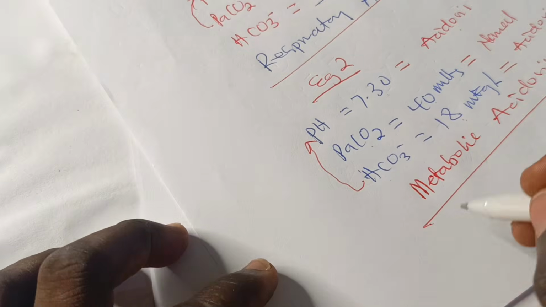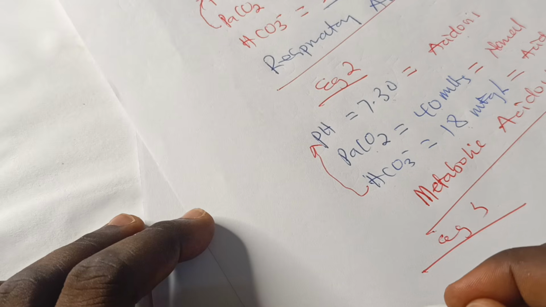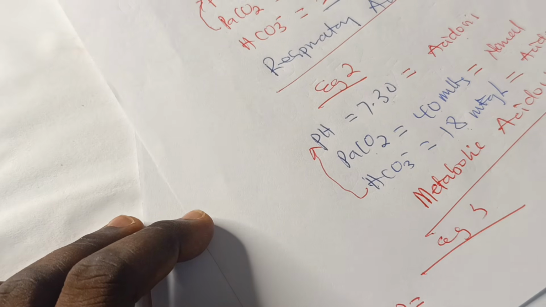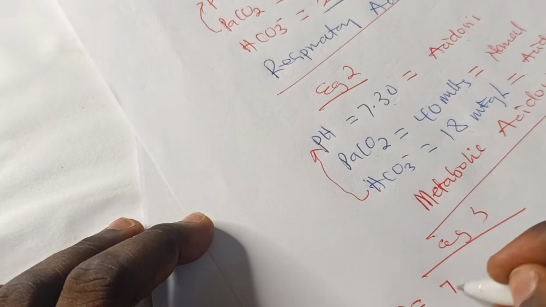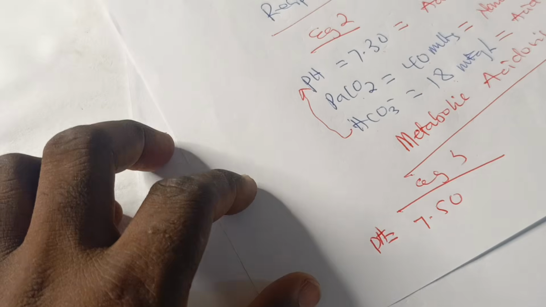Okay. Now, the last thing I want to teach you is what we call, should we do another one? Okay, let's do another one before we move to what I want to teach you. Example 3. So here we have a pH of what? Let's say the pH is 7.50.